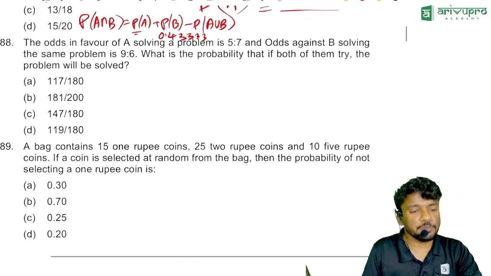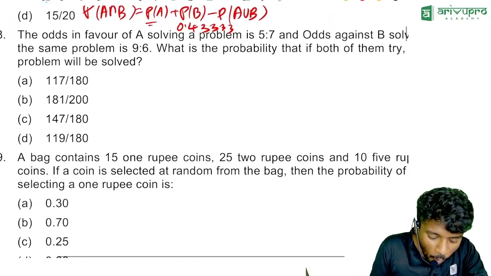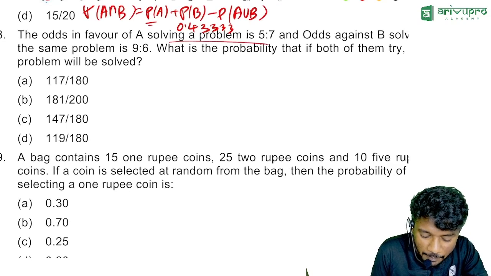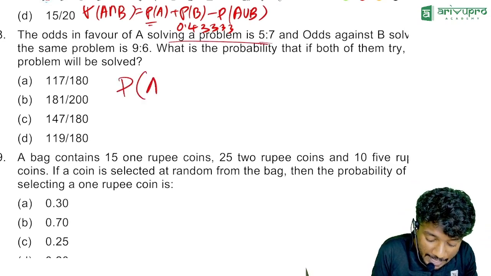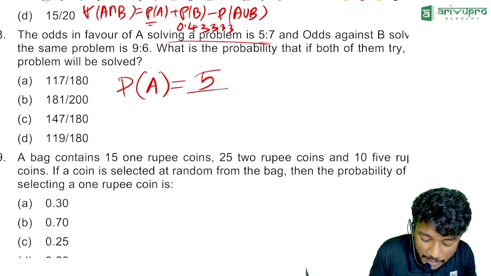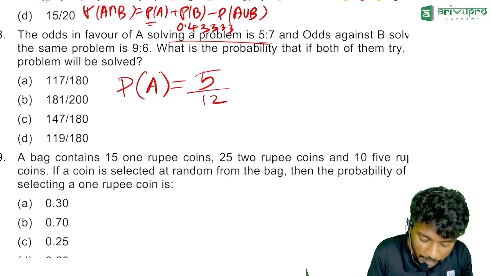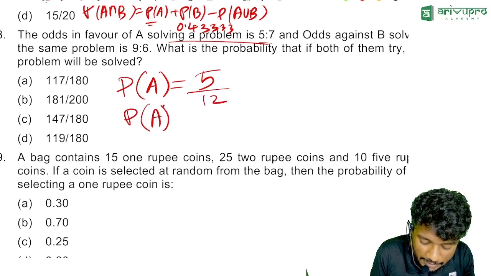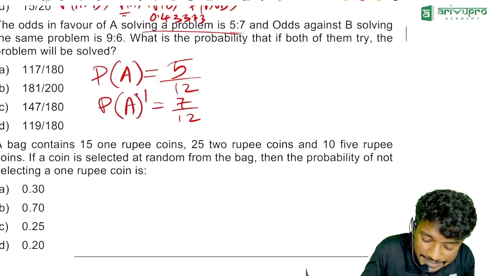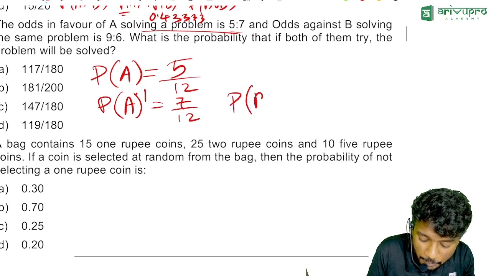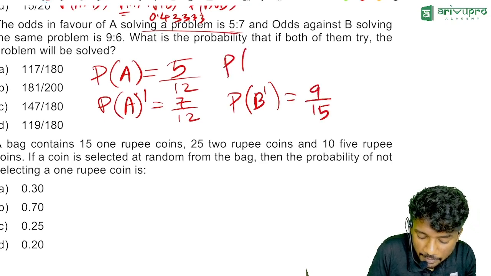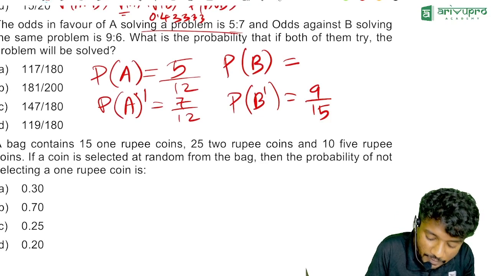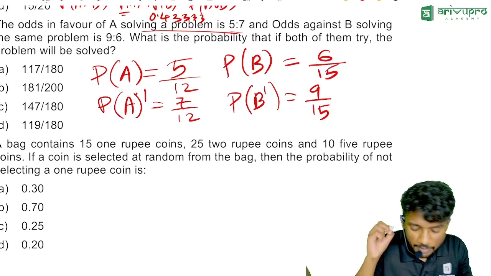Our type of question. Yes. Odds in favor of A solving a problem is 5:7. That means P of A solving is 5 divided by 12. P of A not solving it is 7 divided by 12. Then odds against, that means P of B complement is how much? 9 divided by 15. So P of B is how much? B solving it is 6 divided by 15.